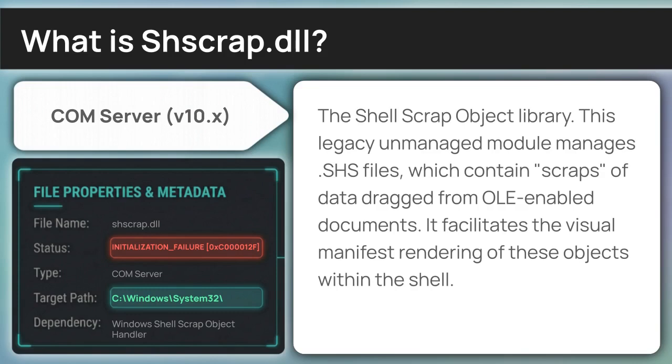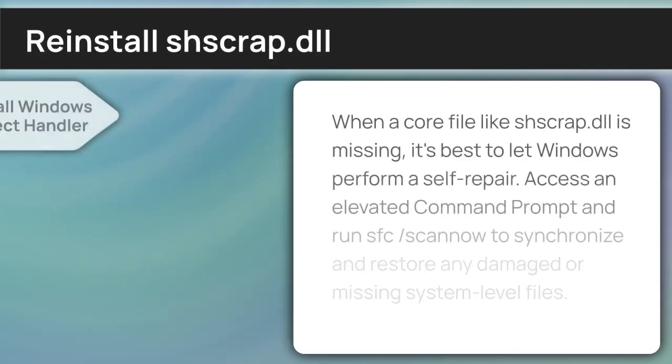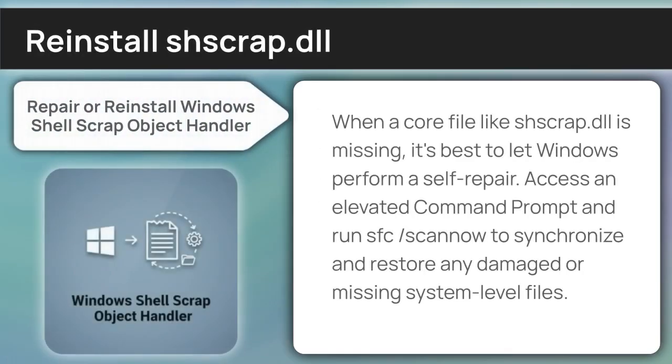Since we've identified what's missing, let's try the official recovery method. When a core file like Shscrap Library DLL is missing, it's best to let Windows perform a self-repair. Access an elevated command prompt and run sfc /scannow to synchronize and restore any damaged or missing system-level files.